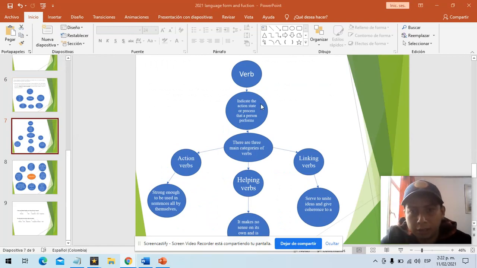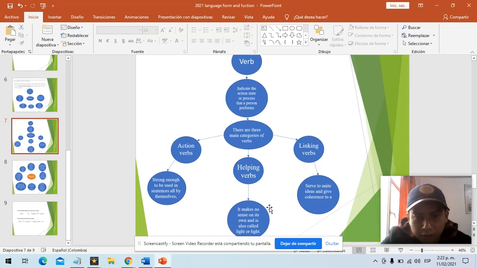Verbs indicate the action and progress that the person performs. My example is: my dog is running. There are three main categories of verbs: action verbs, strong enough to be used in a sentence by themselves. For example, I'm going to run to the park. The helping verbs, which make no sentence on their own, like is, can, or may. And finally, linking verbs serve to unite ideas. For example, your homework is very good, but you must improve.